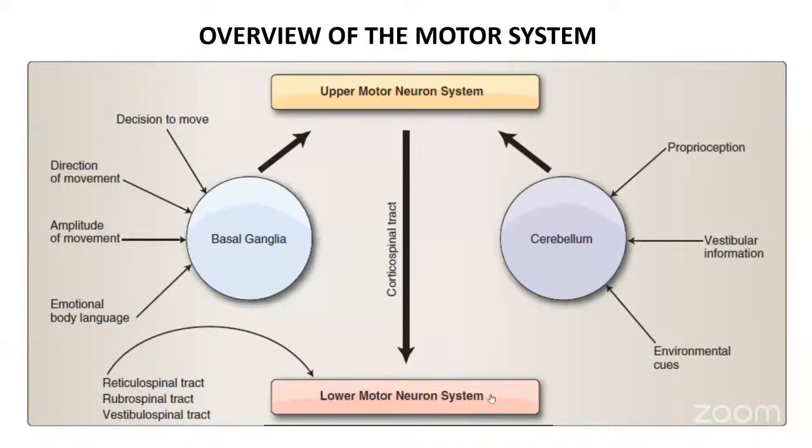Next slide. So this is an overview of the motor system. Basal ganglia and cerebellum both have connections with the upper motor neuron system. Basal ganglia decides the initiation of movement, direction of the movement, amplitude of the movement, and emotional body language associated with the movement. And cerebellum decides, through environmental cues, vestibular information, and proprioception, the coordination of the movement. The pathways from the basal ganglia and cerebellum go to the upper motor neuron system, and through the corticospinal tract it comes to the lower motor neuron system, and then the movement happens.